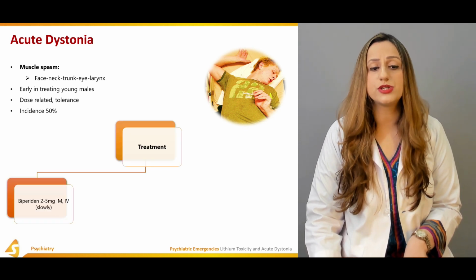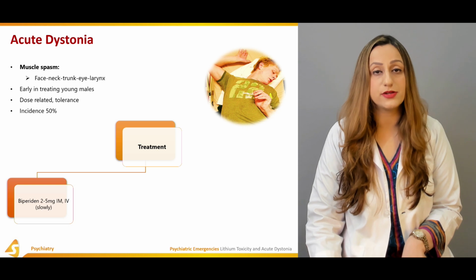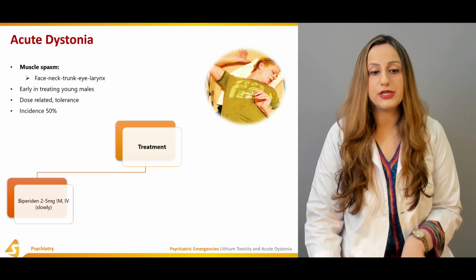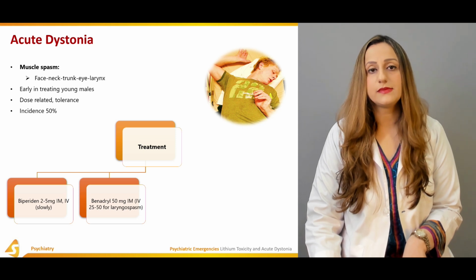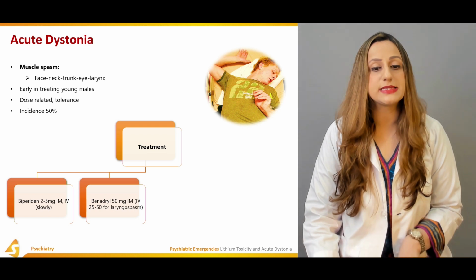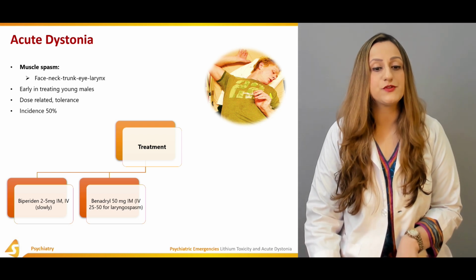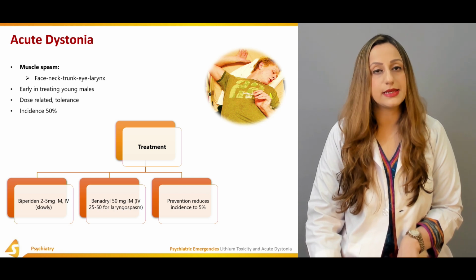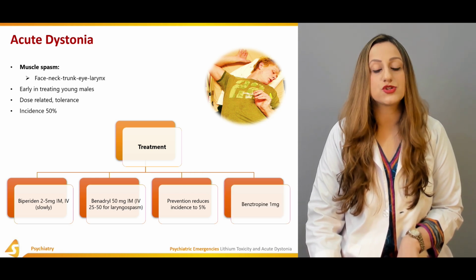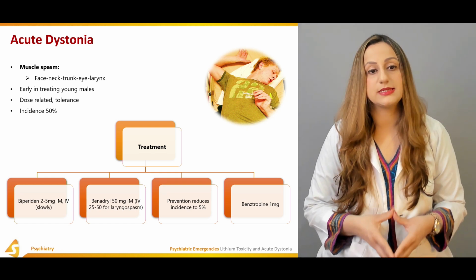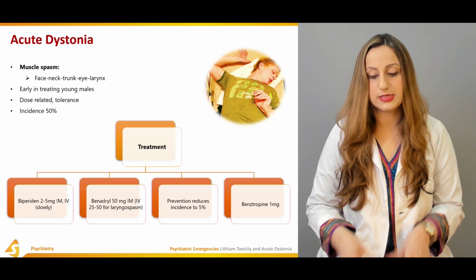The treatment would rely on biperiden administration, IV or IM, 2.5 milligrams, very slowly. Then we can also administer Benadryl, 25 to 50 milligrams IM or IV, for laryngospasm. Prevention basically reduces the incidence to 5%, and benztropine is sometimes administered. The dose is 1 milligram in these individuals suffering from acute dystonias.